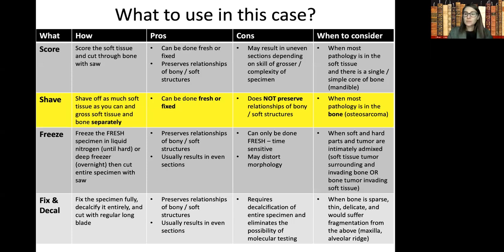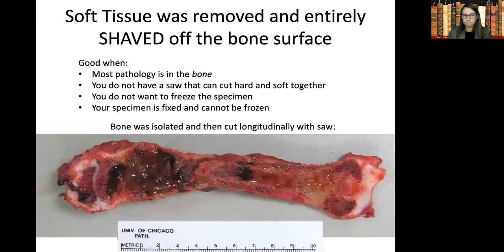So in this case, we're going to use the shave technique where we will shave off as much soft tissue as we can and sort of gross the soft tissue and the bone separately, because most of the pathology is in the bone, not too much we're going to see in the soft tissue. This can be done in the fresh or fixed state. It may not preserve very well that relationship between the bone and soft tissue, but again, if there's not much tumor in the soft tissue, then we're probably okay.